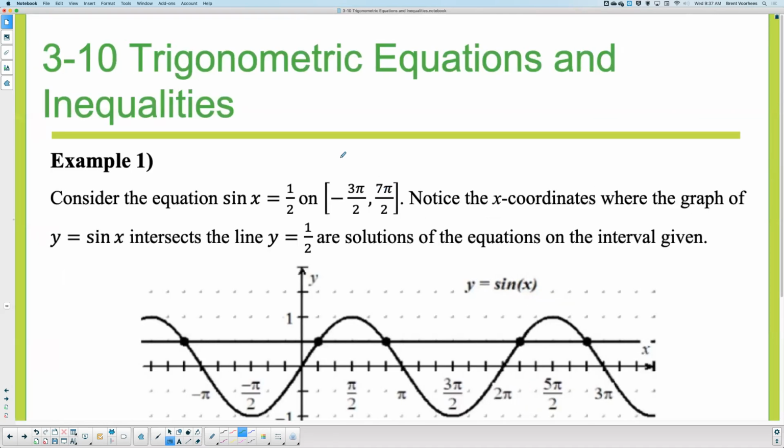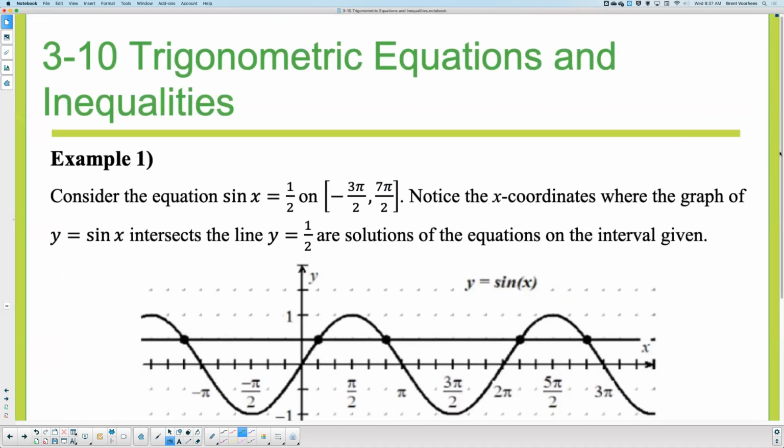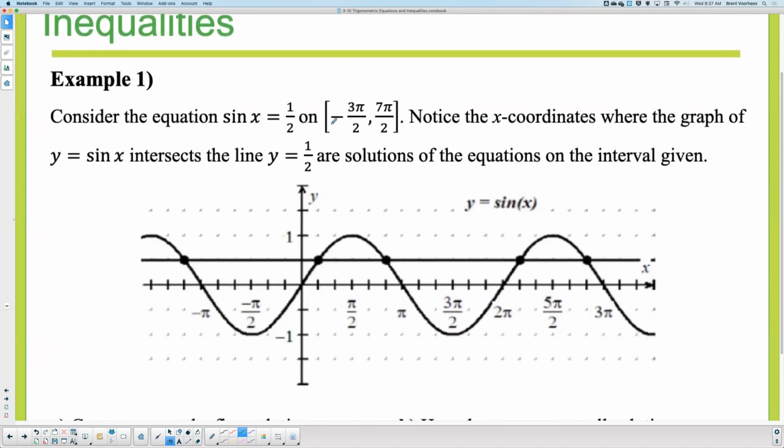All right, let's start here. It says, consider the equation sine x equals 1/2 on the interval. I want to point out that when they give you an interval, I'm going to call this x1 and x2. What's not included here are y values. When I'm giving you an interval, it'll only be x values. So you're looking from negative 3 pi over 2, that's where this is, all the way to 7 pi over 2, that's where this is over here. Okay, that's the window to which we're looking.